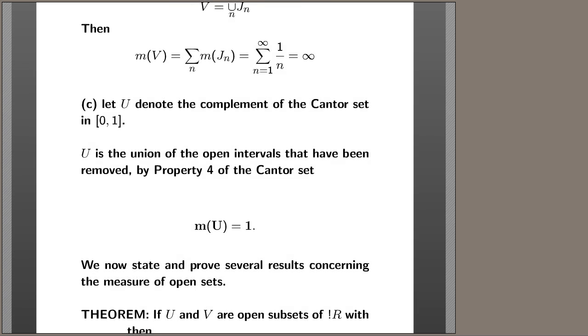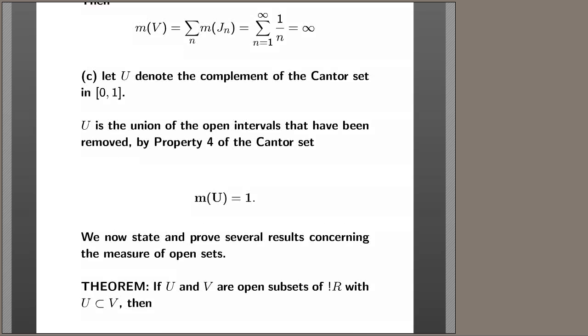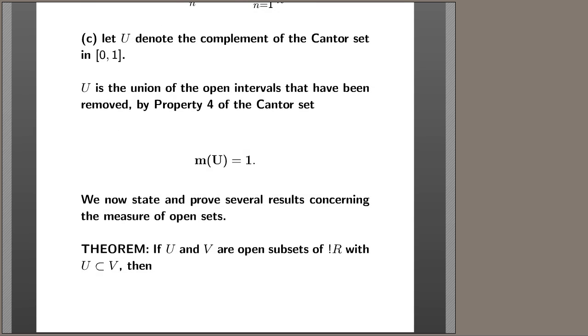So U here is the union of the open intervals that have been removed, as I mentioned, by property 4 of the Cantor set. Measure of U is equal to 1. Actually, Cantor set. I don't know if I exactly pronounce this name correctly. It's Cantor or Cantor.